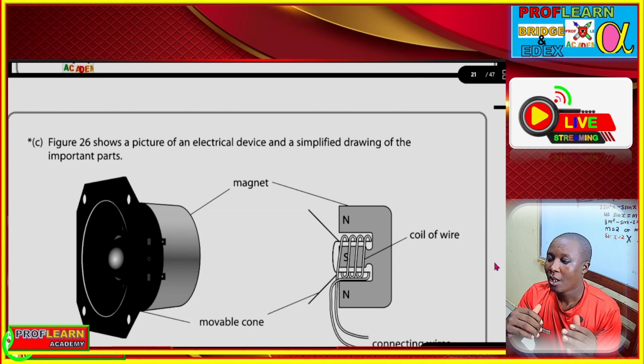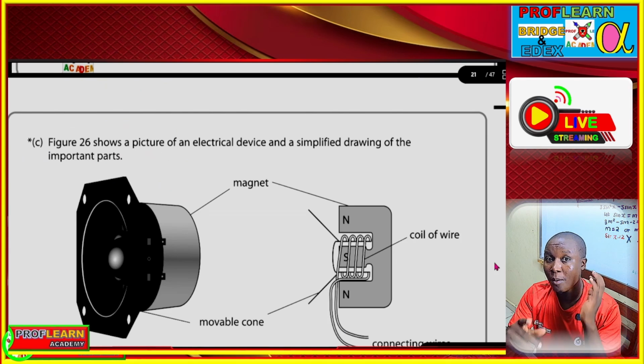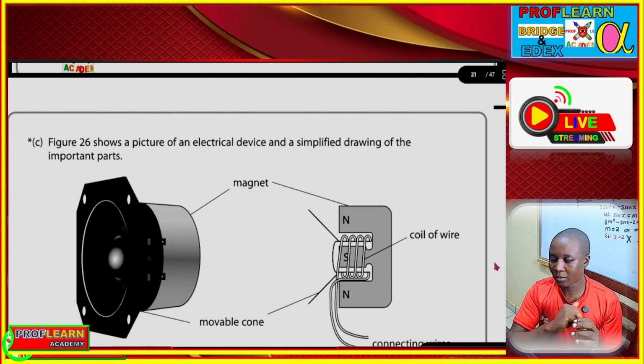Let me repeat. When alternating current flows through the coil, it creates magnetic fields which are constantly changing size and direction. Those magnetic fields interact with the fields of the permanent magnet, hence producing a force through the motor effect, making the paper cone vibrate, thus producing sound.